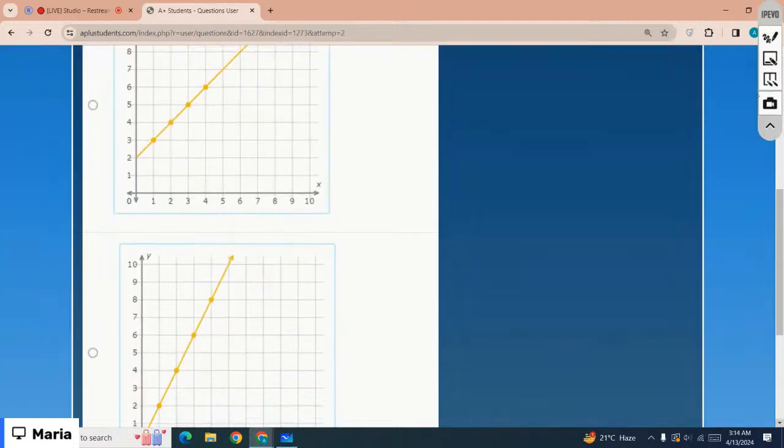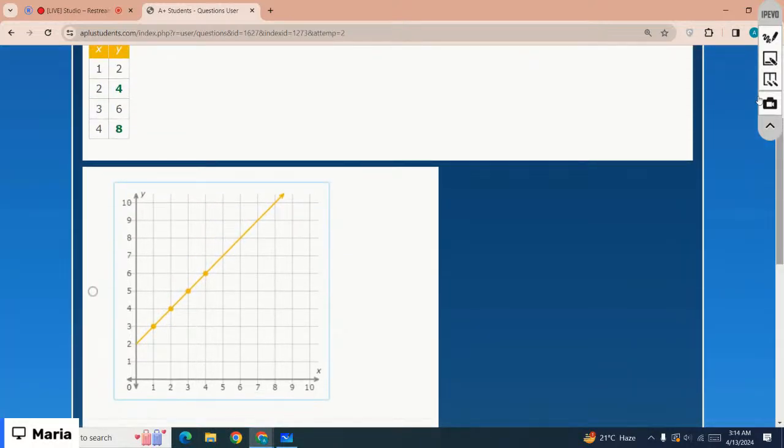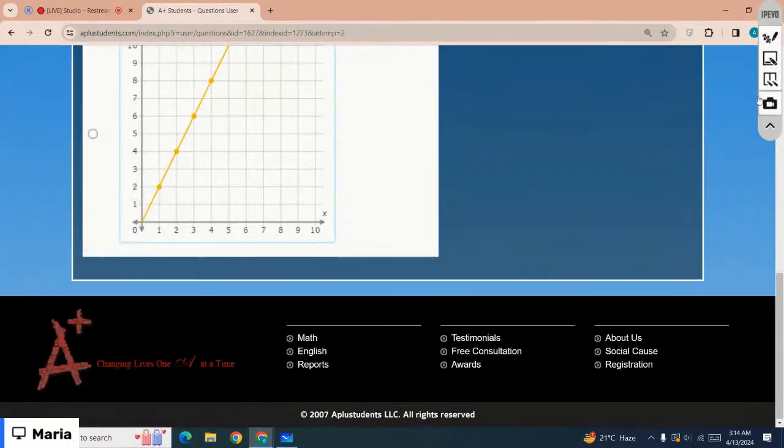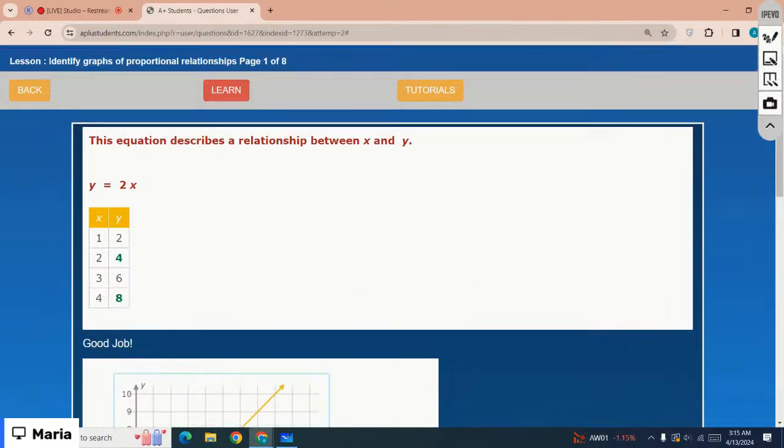How do we graph? We have to find x is 1, y is 2. Here x is 1, but y is 3. This isn't the correct option. Let's see, when x is 1, y is 2. When x is 2, y is 4. When x is 3, y is 6. When x is 4, y is 8. So option number 2 is the correct option. You simply can match the table of values with the graph.